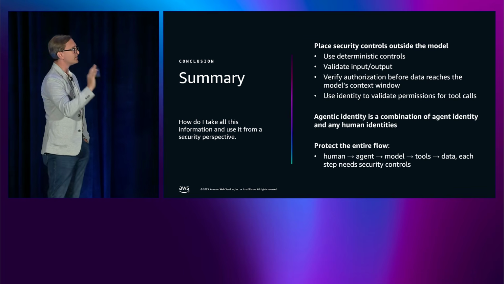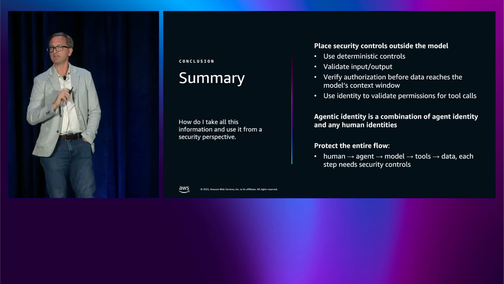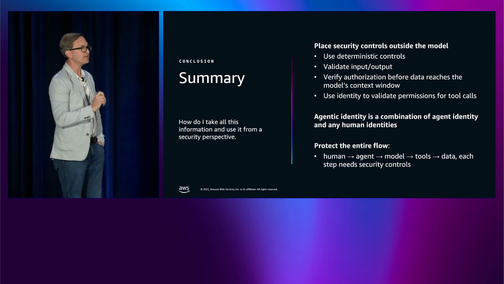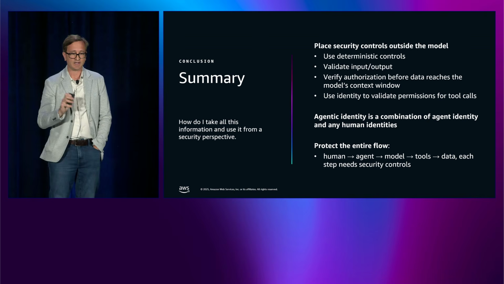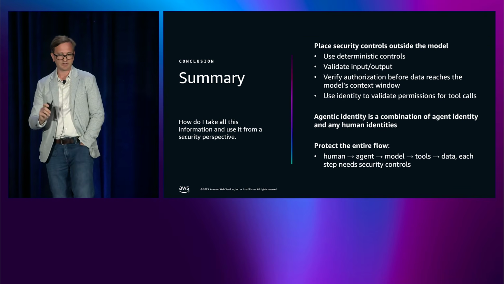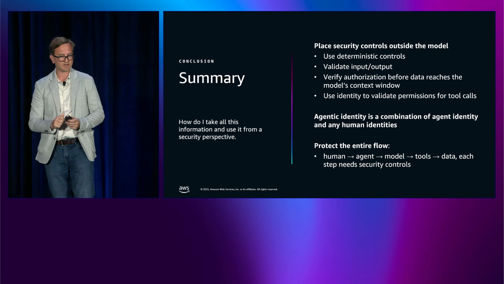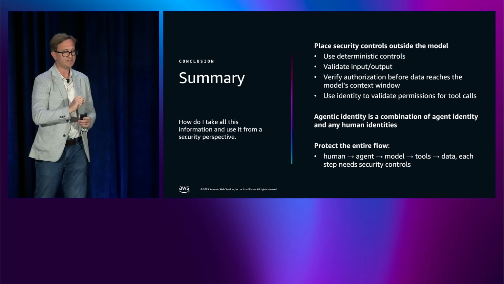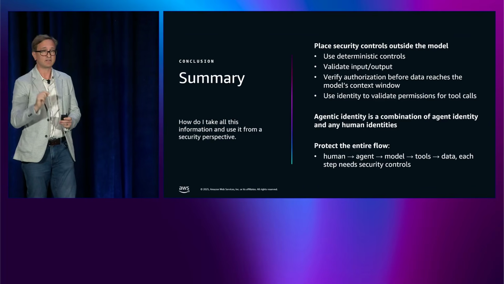Place security controls outside the model. If you take nothing away from this session, take a picture of this slide. You always want to have a deterministic control around that data. You want to validate your input and output, and you want to use identity to do your tool calls, protecting the entire flow. Agentic identity is a combination of your agent identity and any human identities that you're operating on behalf of.